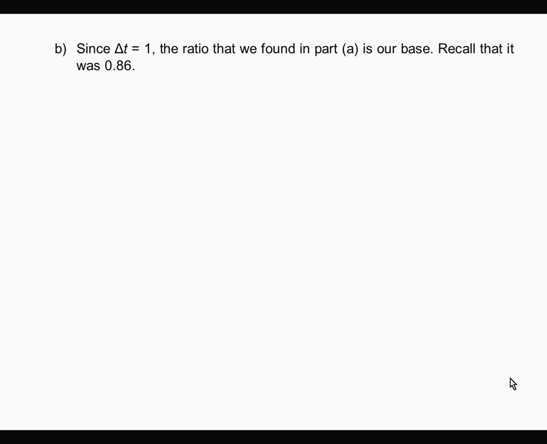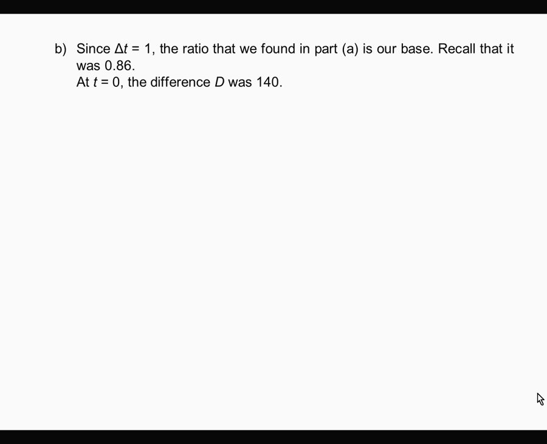Question B wanted us to find an exponential model for D. So delta T was equal to 1. Remember, we took it every minute. So the ratio that we found in part A is our base. Remember, the base is going to be R raised to the 1 over delta T power, so 1 over 1.